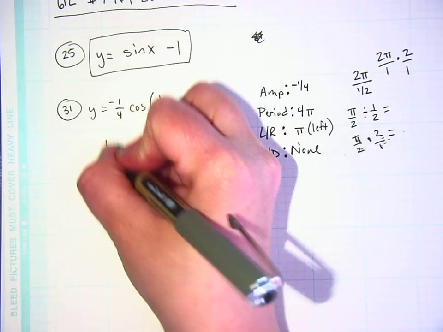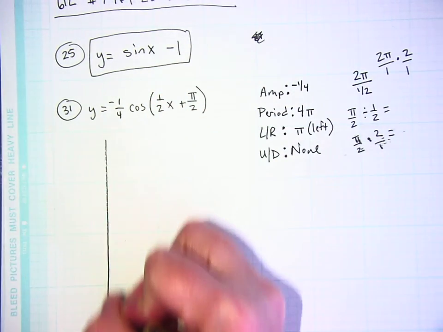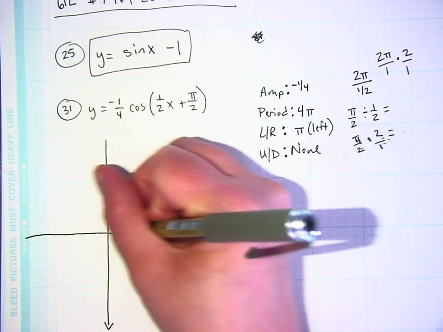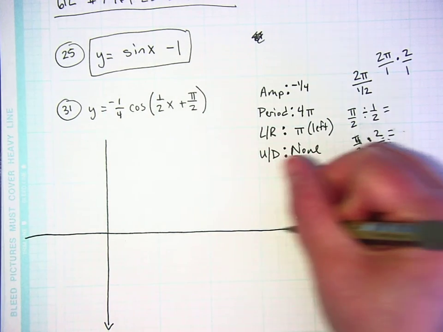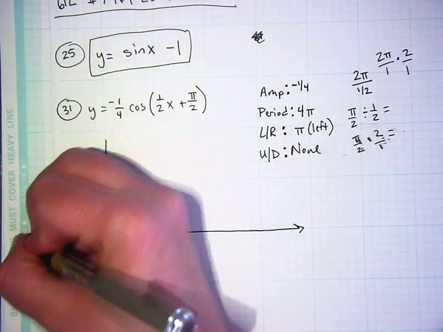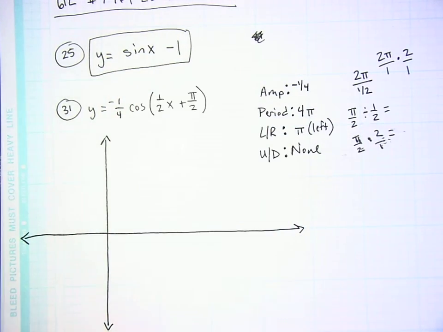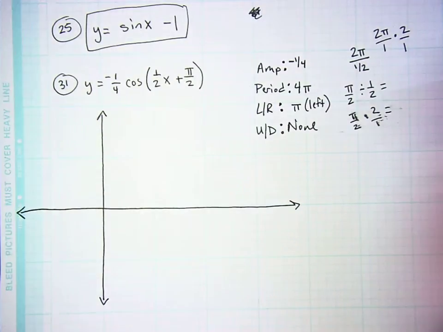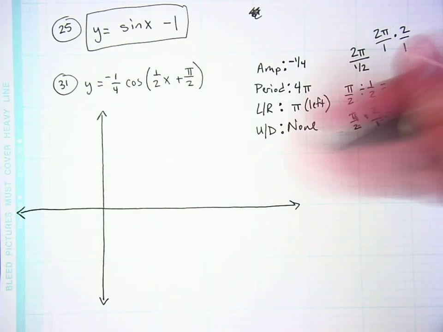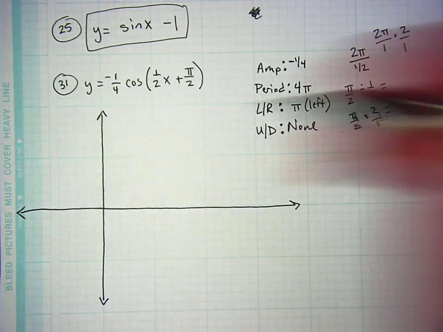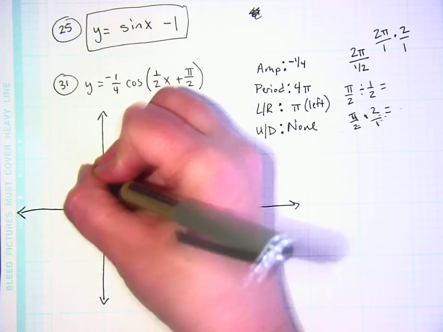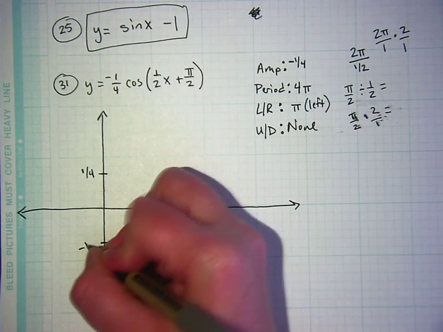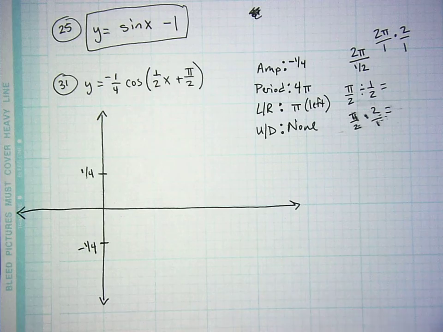So when I'm setting up my graph, I need some room on the left and some room on the right. I know that it's only going to go up to 1/4 and down to 1/4, right? So I'm just going to write, okay, this is 1/4 here. And this is -1/4 there. You don't have to make it super tiny.